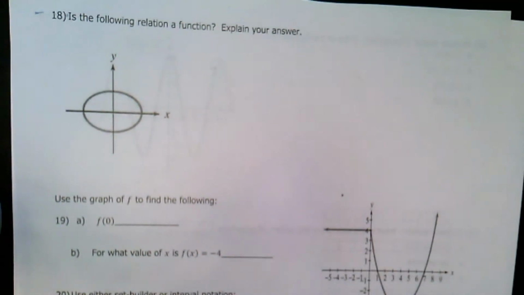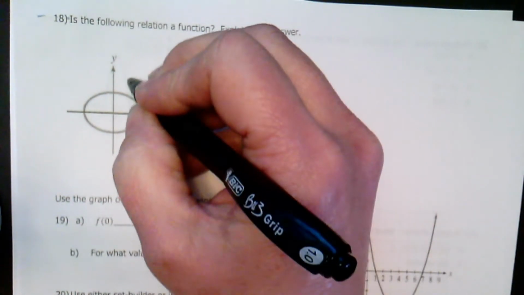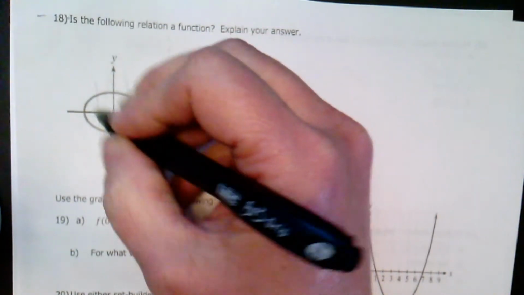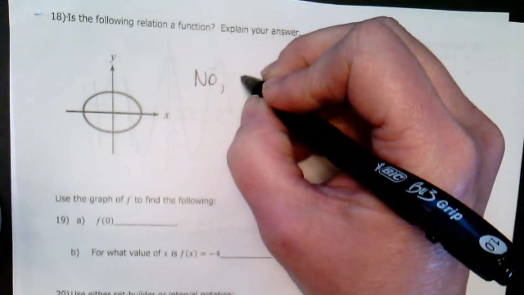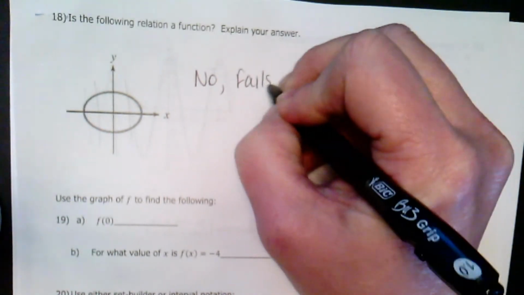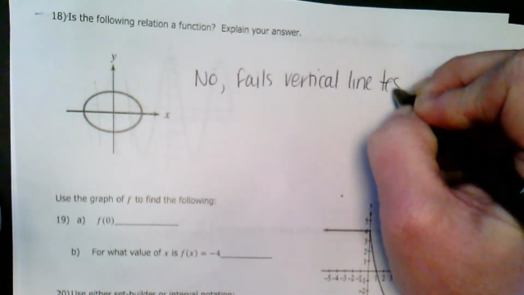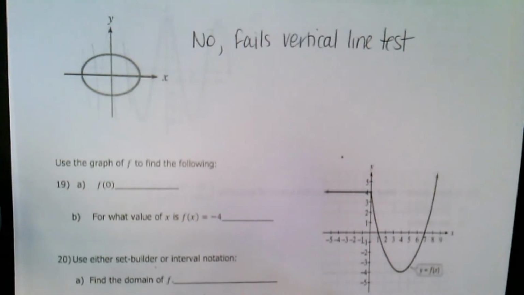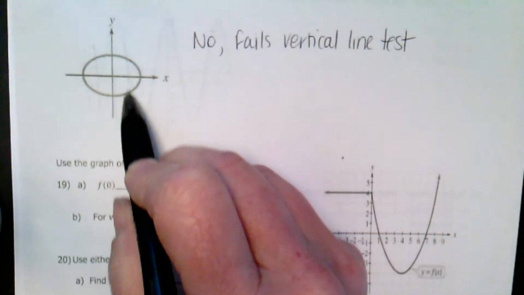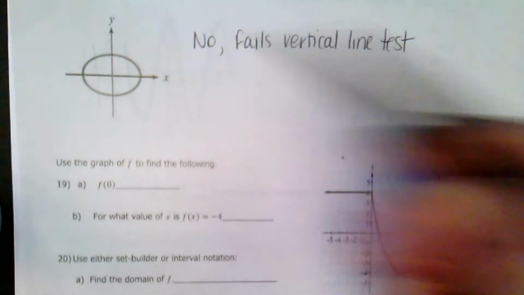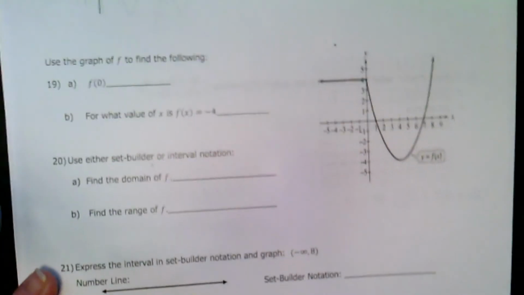Number 18, is the following relation a function? And this is the answer of no, and that's because it fails the vertical line test. If I can draw a vertical line and I hit more than once, it is not a function. So for the same x values, it has 2 y values, which is what the domain and range in the previous problem was trying to say.